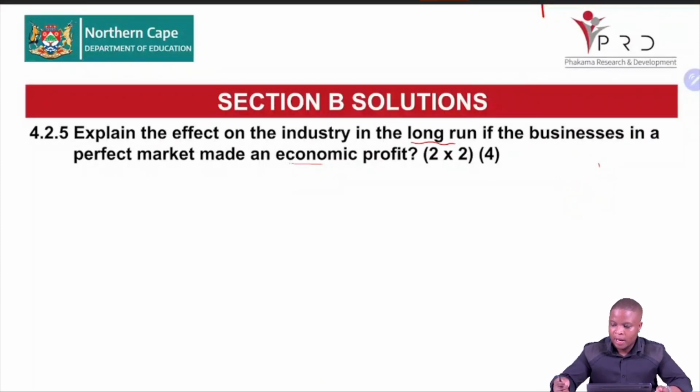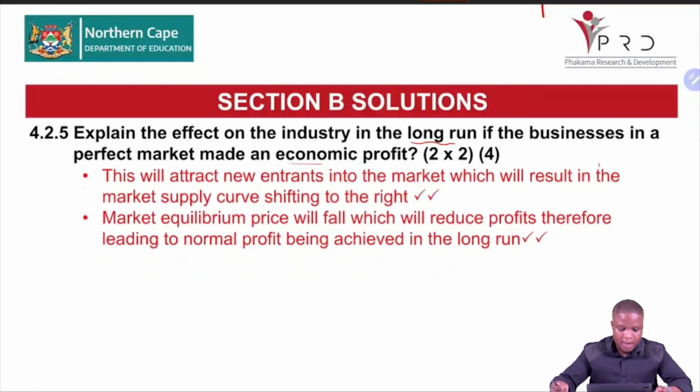Right, let's look at our responses. When we are making economic profit, this will attract new entrants. You saw that supply was shifting to the right, meaning there are more people coming into the market. This will attract new entrants into the market, which will result in the market supply curve shifting to the right. Market equilibrium price will fall and reduce profit, therefore leading to normal profit being achieved in the long run.